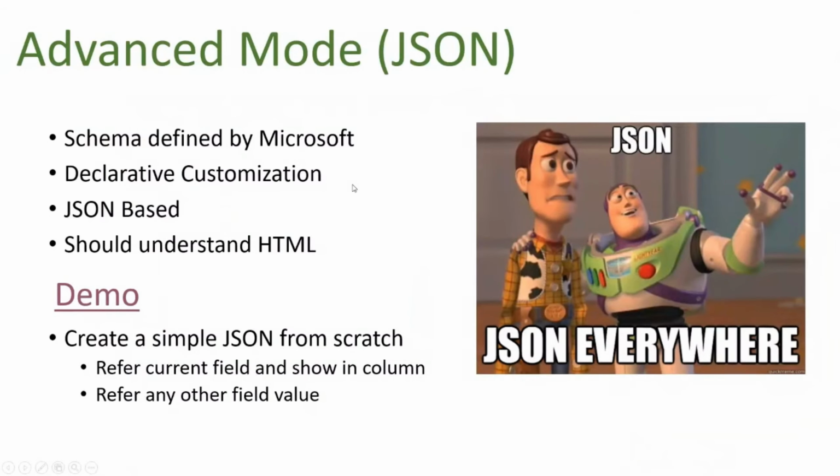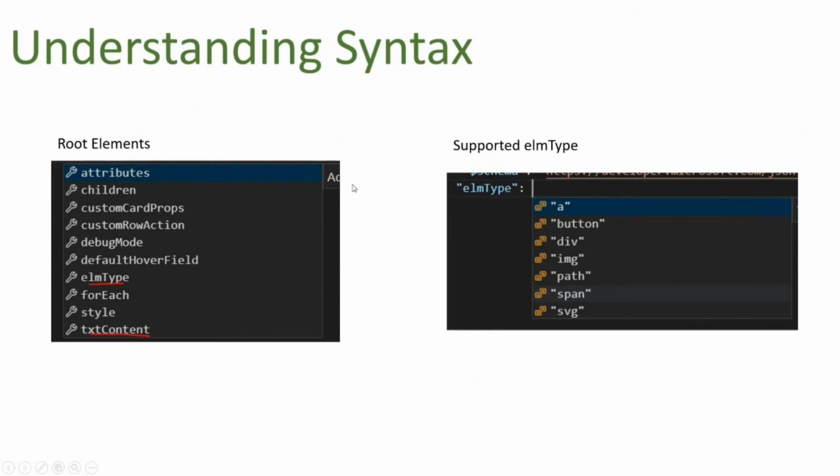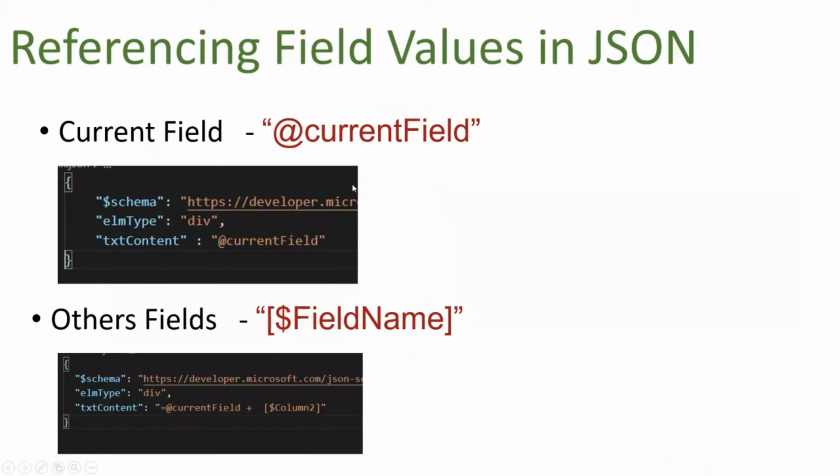So we have understood two things. You can refer to the current field and you can also refer to the other field values. It's not that you can only refer within the column format, only the current field, right? Now these are the root elements which are supported, which we already talked about. This we again talked about: this is the current field through which you get the reference, and this is the format of the reference where you need to refer to the different fields.